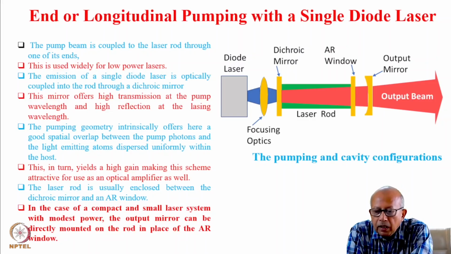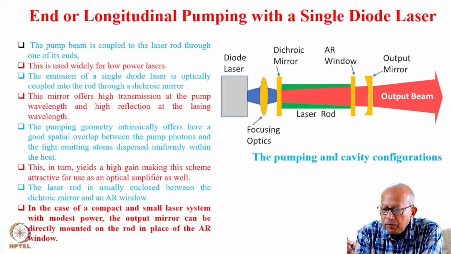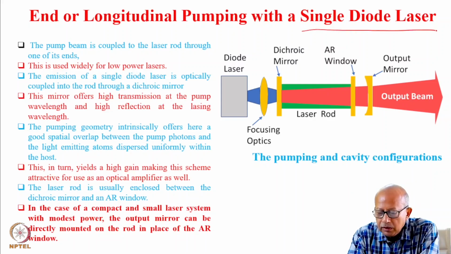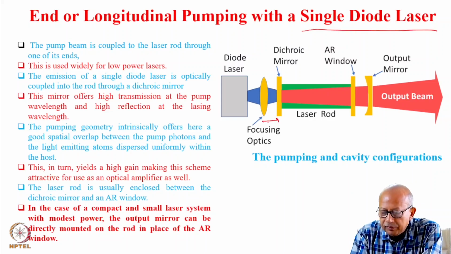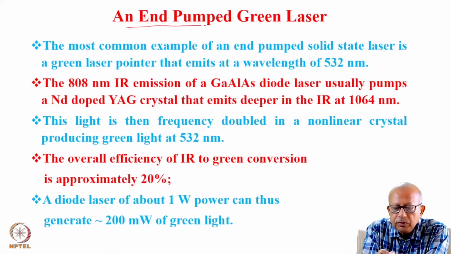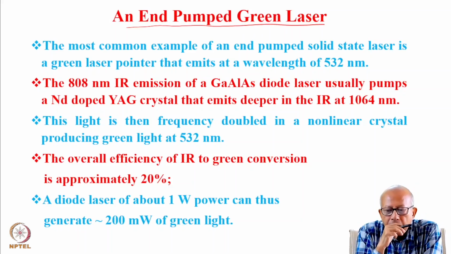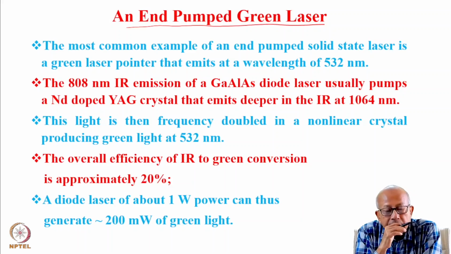So in the previous class, we studied the working of a solid state laser when it is pumped with a single diode laser through one of its ends, as you can see here. The best example of an end pumped solid state laser is a green laser, one of the popular examples.